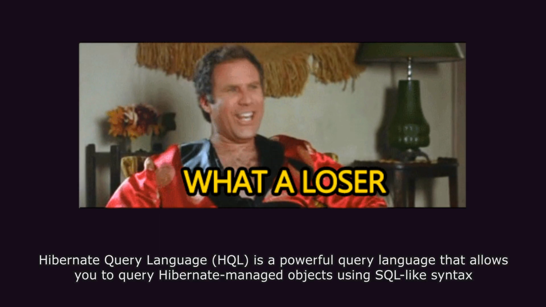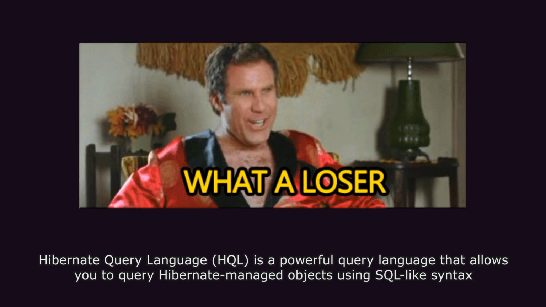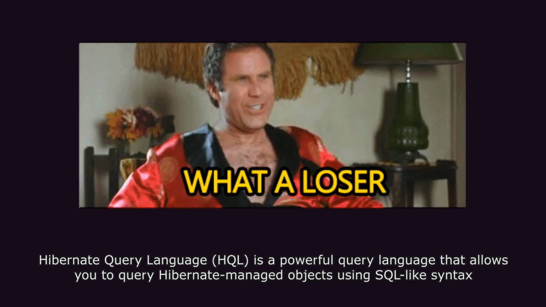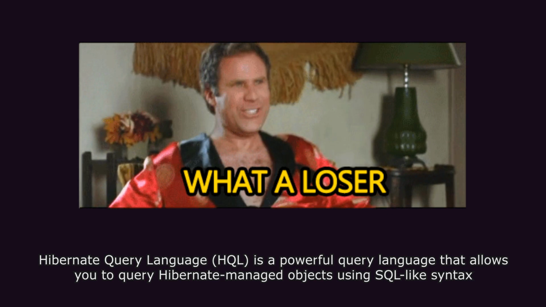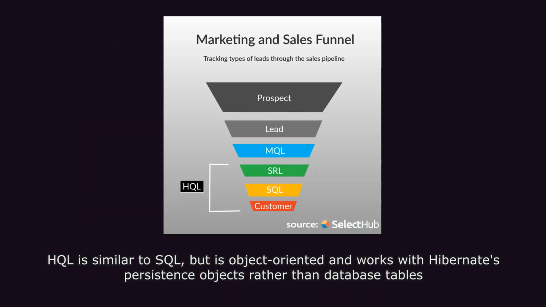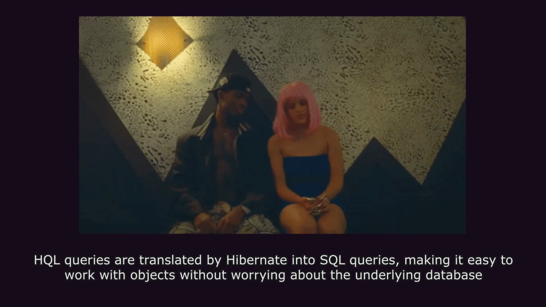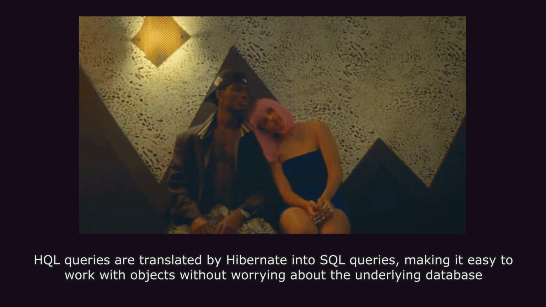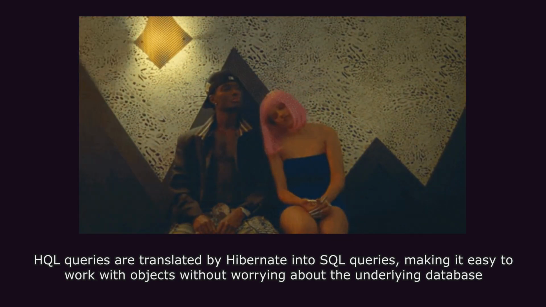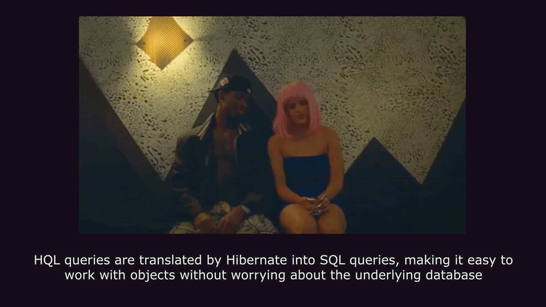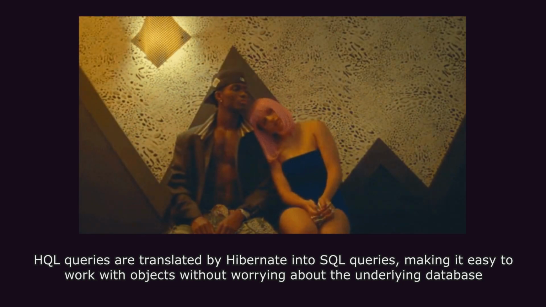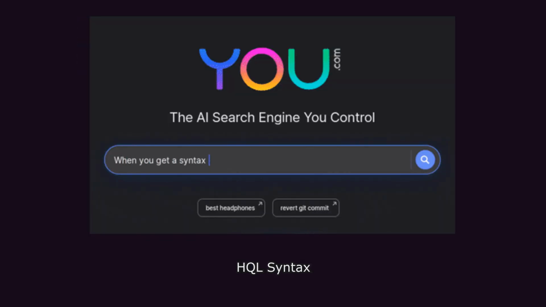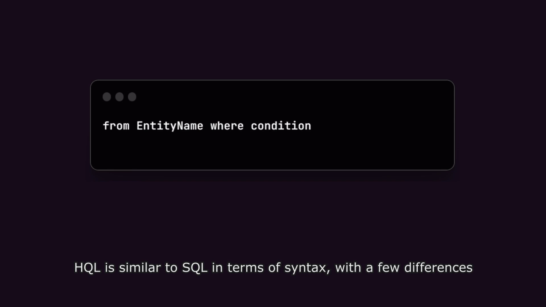Hibernate Query Language (HQL) is a powerful query language that allows you to query Hibernate-managed objects using SQL-like syntax. HQL is similar to SQL, but is object-oriented and works with Hibernate's persistence objects rather than database tables. HQL queries are translated by Hibernate into SQL queries, making it easy to work with objects without worrying about the underlying database. HQL syntax. HQL is similar to SQL in terms of syntax, with a few differences.